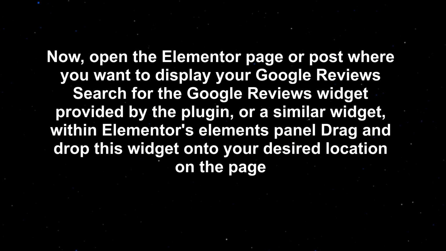Google account. Now, open the Elementor page or post where you want to display your Google reviews. Search for the Google Reviews widget provided by the plugin or a similar widget. Within Elementor's Elements panel, drag and drop this widget onto your desired location on the page.